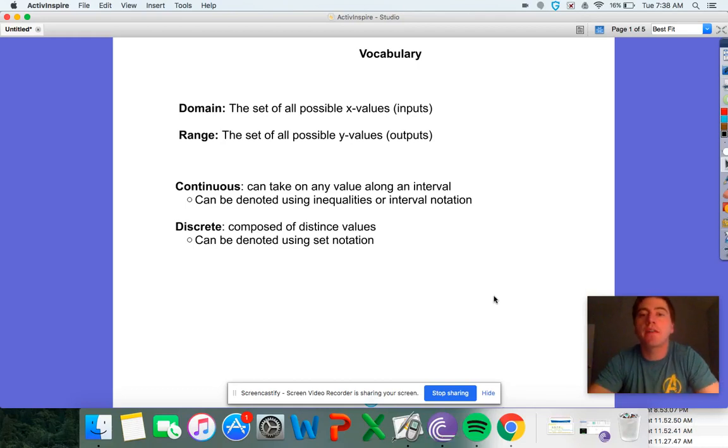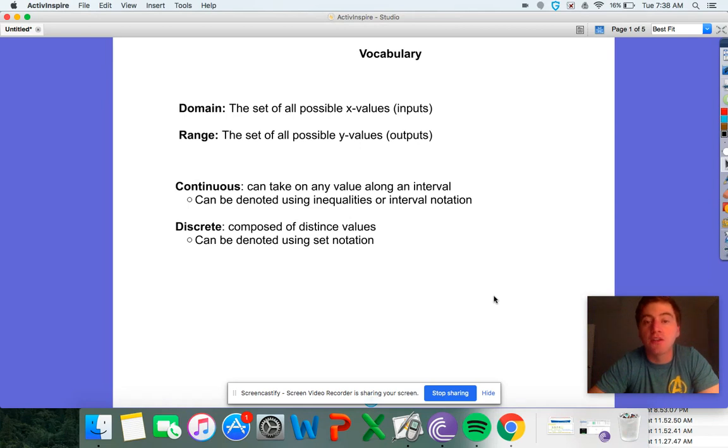Okay, so in this video we're just going to go over some domain and range: what it is, how to find it, the difference between continuous and discrete graphs, and how to write the domain and range. You probably, hopefully, have heard of domain and range before, but in case you haven't, or if you need a review, this is where we're doing it.